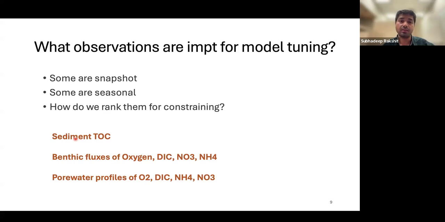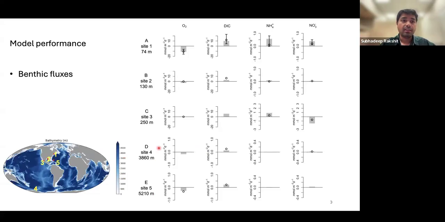So we really need to focus on information that is more constant with time, because if we focus too much on the benthic fluxes, that can give you some biases depending upon when that information was measured. So what you really need to do is get the trend of the fluxes and get the organic matter right, and also the trends in the pore water profiles. So with that in mind, here is the model performance for all the 5 sites.